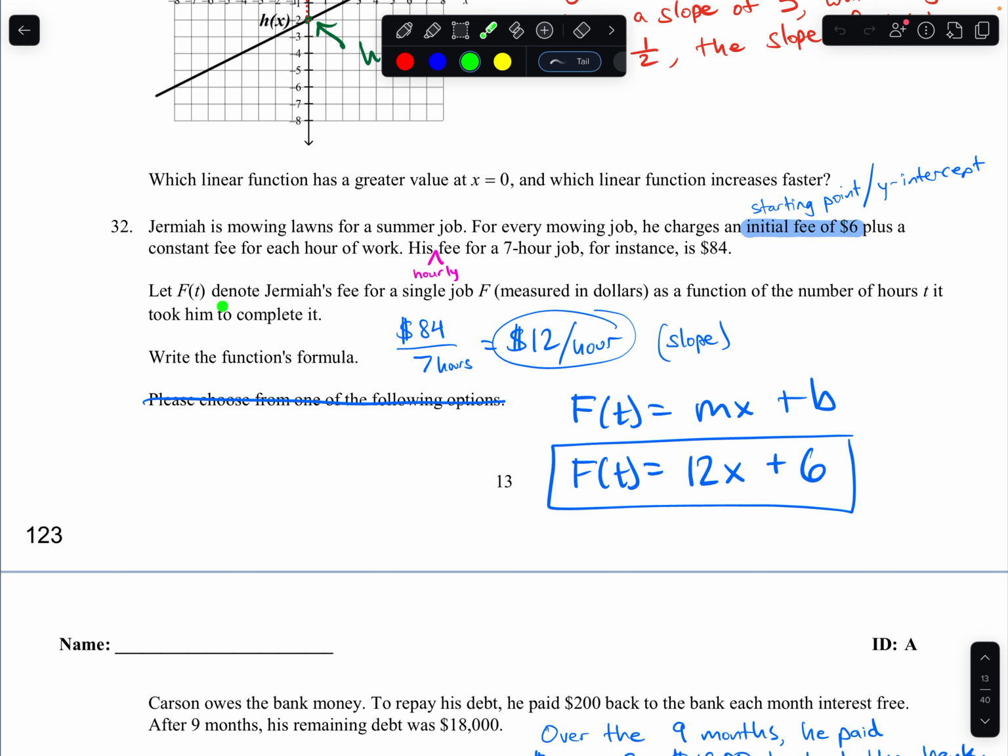In this case, we need to find out, okay, well, if he charges $84 for 7 hours, divide that to find out that he's charging $12 an hour as his hourly fee, his constant fee for each hour of work. And then we need to write the function's formula. F of t is going to be our slope, our hourly fee, $12, plus our starting point, our initial fee of $6. And this function would model his total fee.